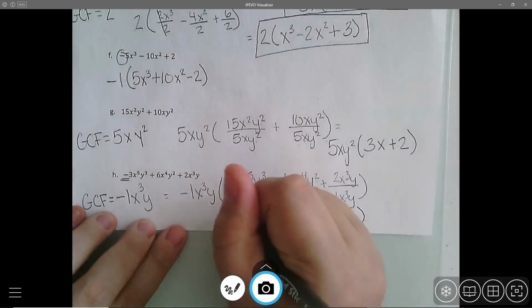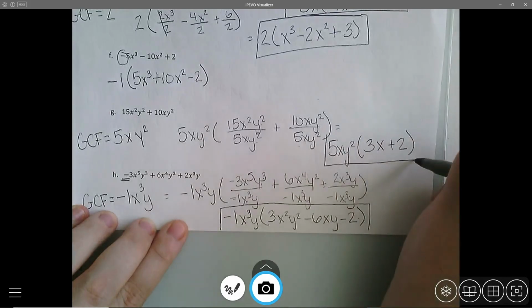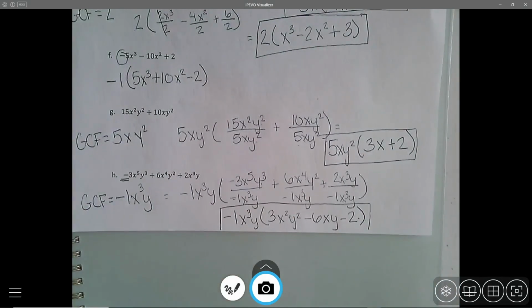Like I said, these factoring out of the GCF problems get easier the more you work with them, okay? So the more that you go through and you practice these, the more that it will get easier to work with. So it will.